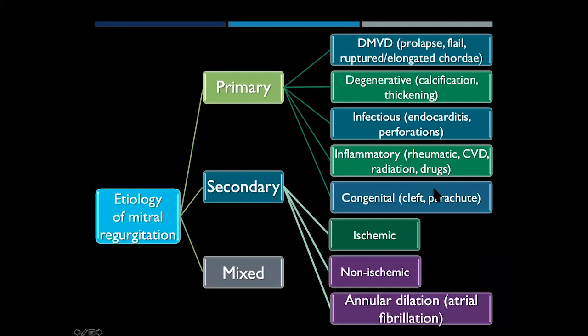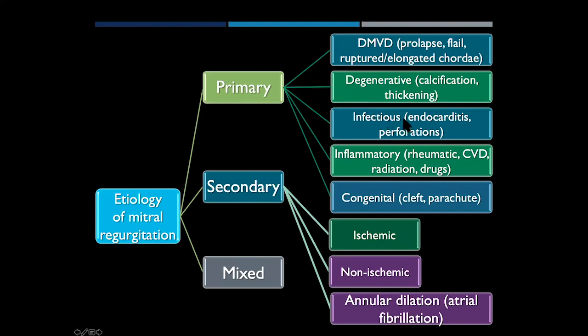This image here shows you the etiologies of mitral regurgitation. You can have primary mitral regurgitation, secondary mitral regurgitation, or a mixed pathology. Primary mitral regurgitation includes degenerative mitral valve disease, which is the topic of this talk, and that includes prolapse, flail, ruptured, elongated chordae. You can also have degenerative calcification and thickening of the leaflets causing primary mitral regurgitation.